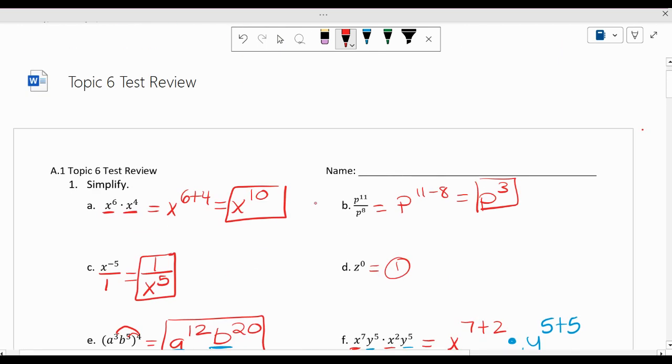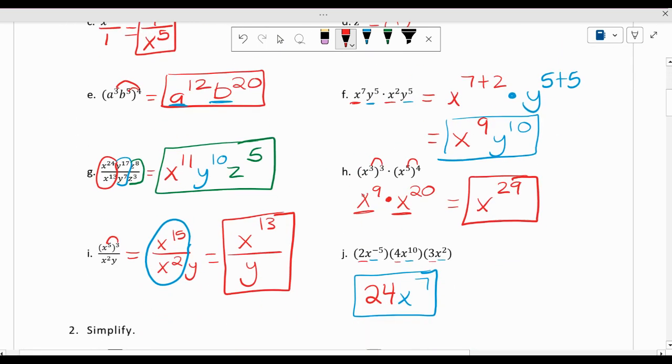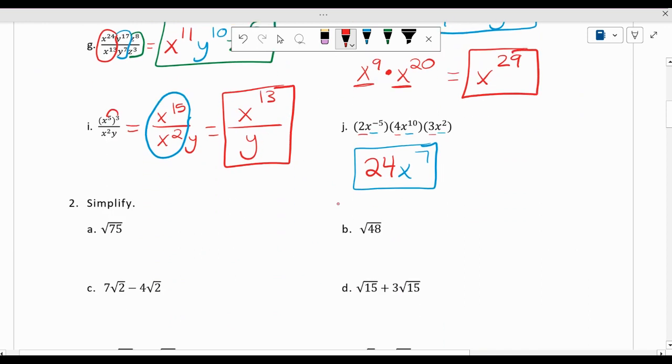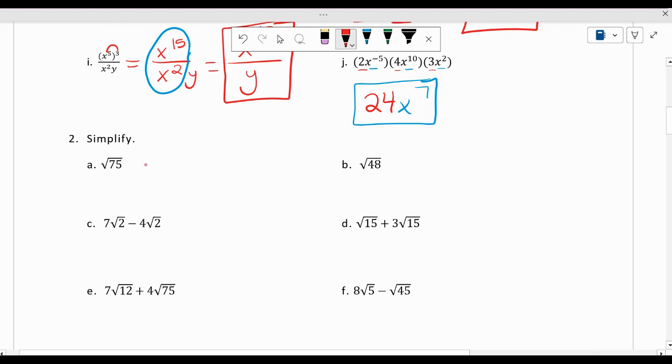Hopefully that helps. If you need any more practice with exponents, exponent rules, just let me know. There's many things that I have that can help you. Moving on to number 2.